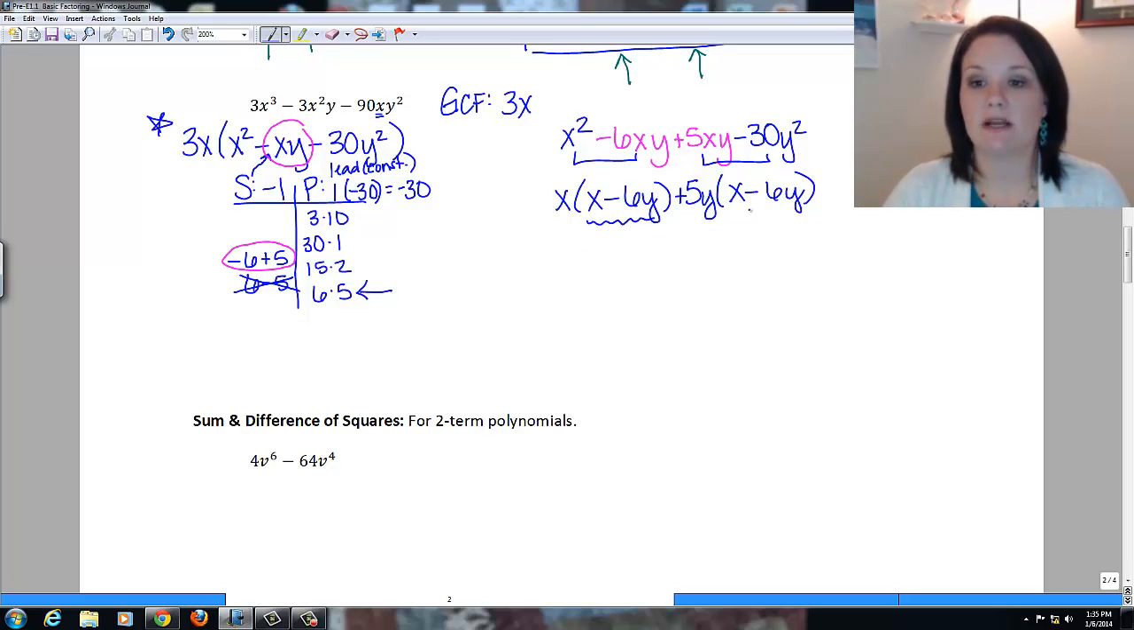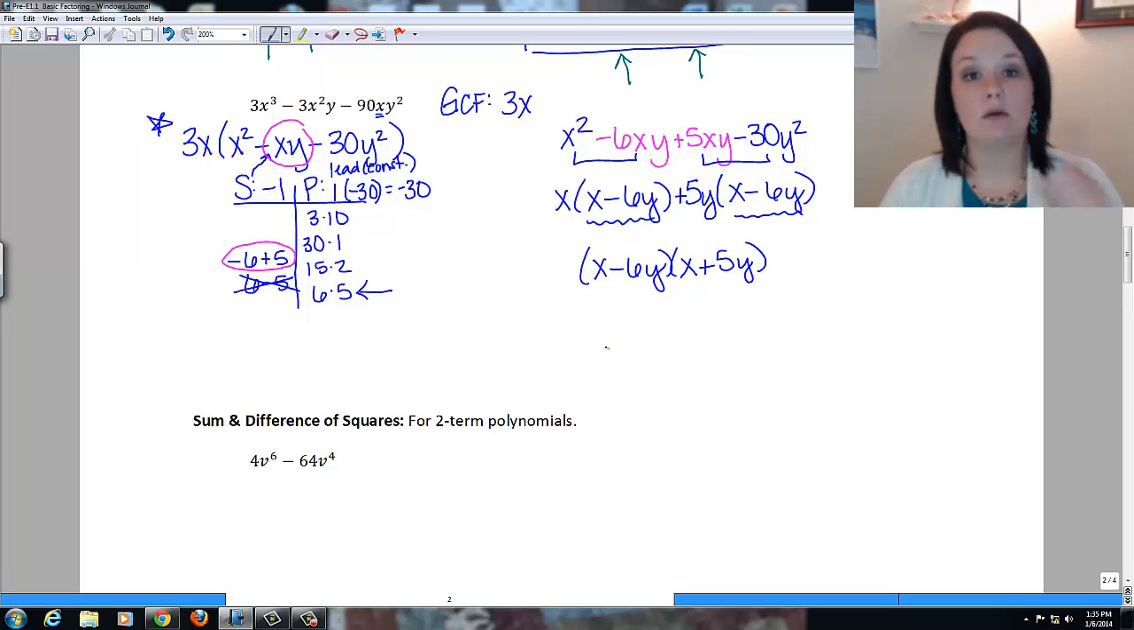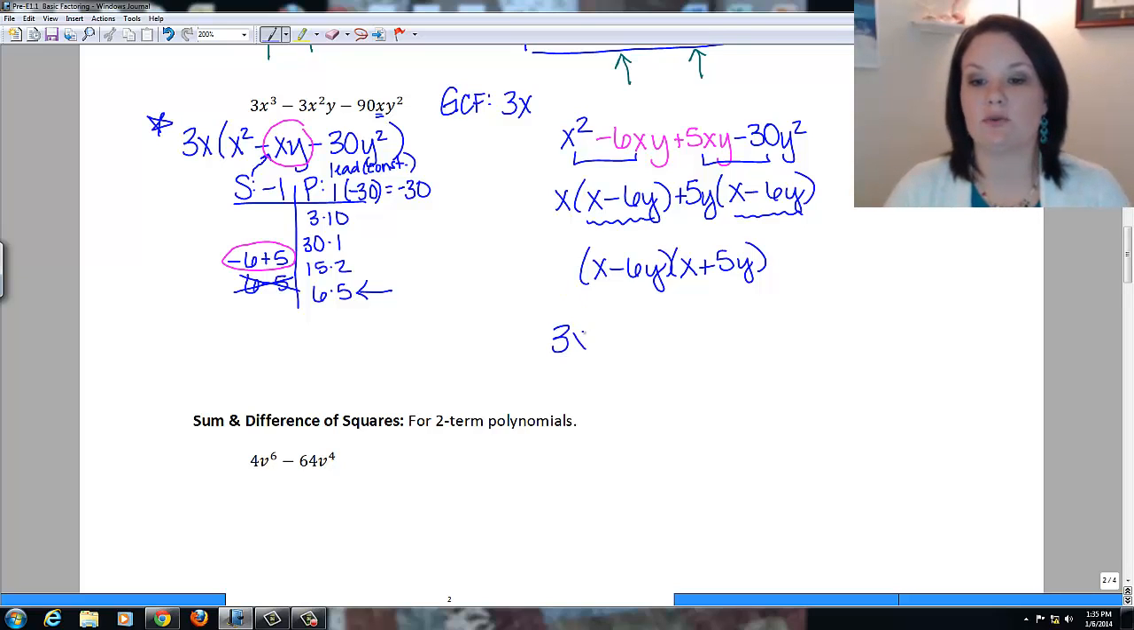And now notice my quantities match. So when I take out the quantity x minus 6y, I'm left from my first term with x, and from my second term I'm left with 5y. Okay, don't forget to put on your greatest common factor from the very beginning, which was 3x times x minus 6y and x plus 5y.